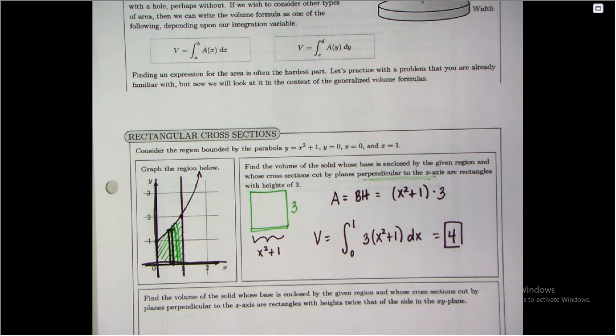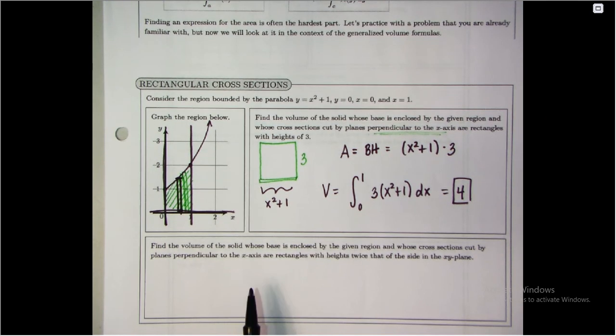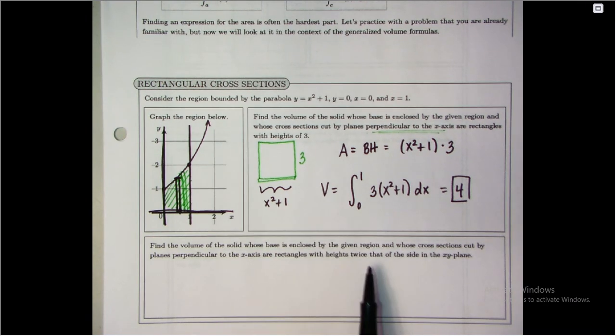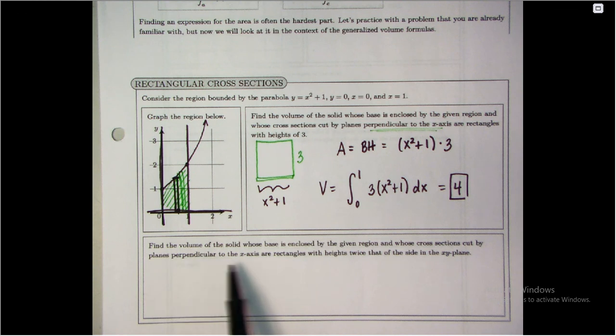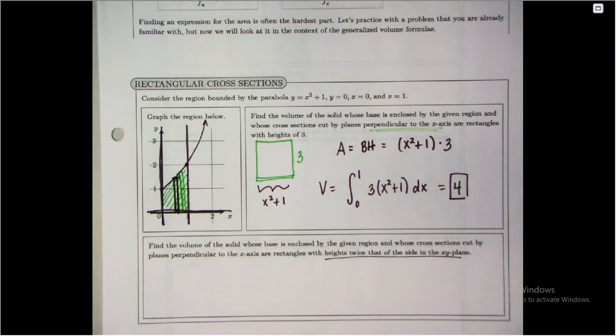And we can change sort of the look of our build depending on what shape we are using. Here's another example. Find the volume of a solid whose base is enclosed by the given region, so same region, but this time the cross sections are going to be cut by planes perpendicular to the x-axis, and their rectangles will be heights twice that of the side in the xy plane.